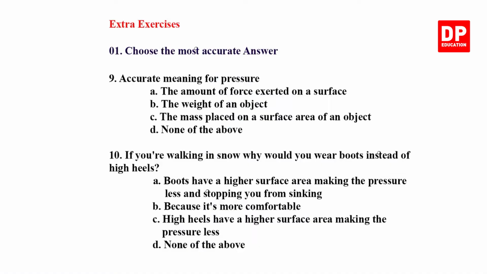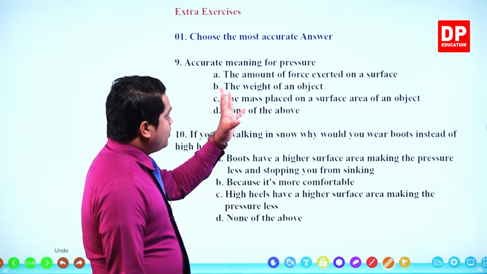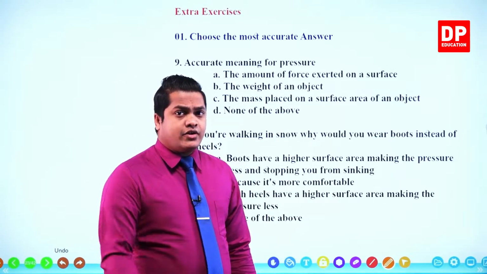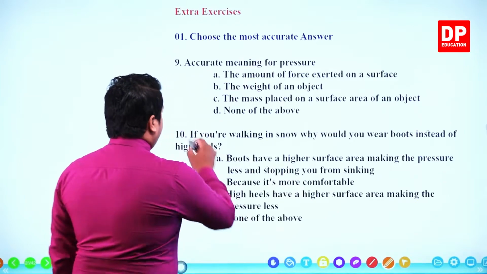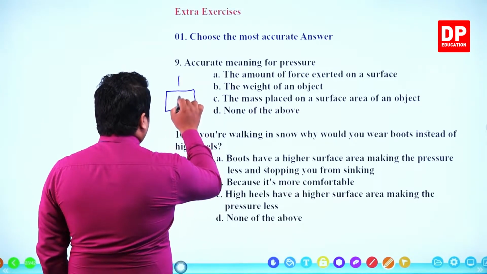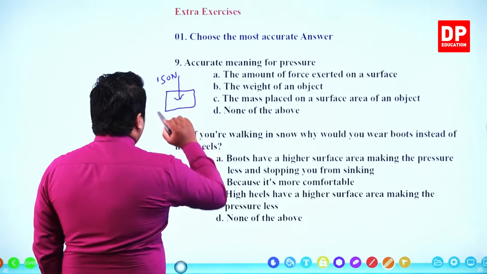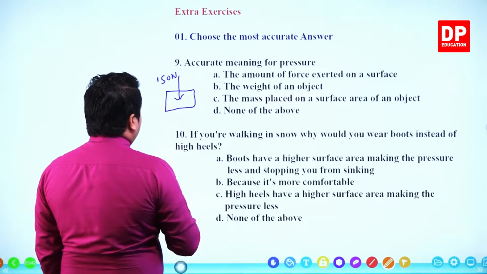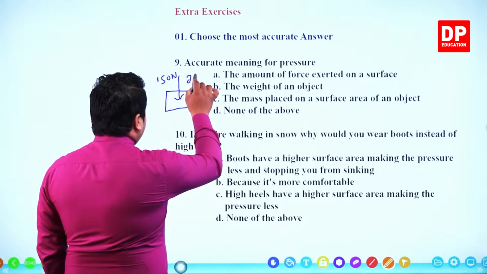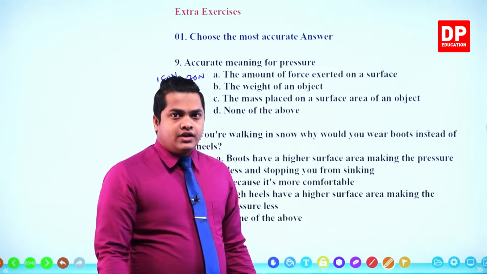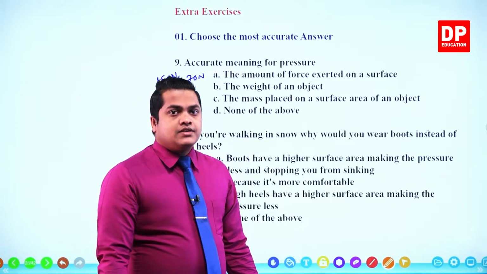Next one, the accurate meaning for pressure. Number 1, the amount of force exerted on a surface. Now, if you take a surface like this, 150 Newton, the amount of force is 150 Newton. If you exert 70, then it is 70. So, amount of force exerted on a surface. Incorrect, right? It is incorrect.